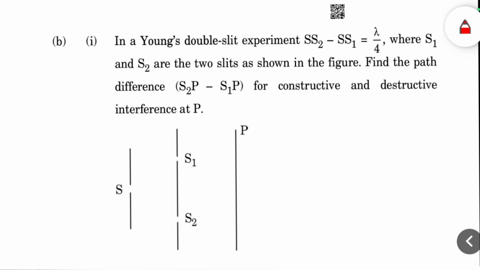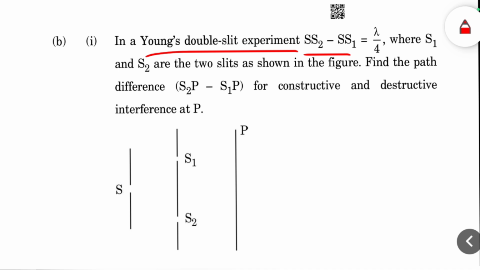So you can see on the screen there is one question given from the board exam of 2023. It is related to Young's double slit experiment. Okay, fine. So what is given here: in a Young's double slit experiment, S2 minus S1 equals lambda by 4.